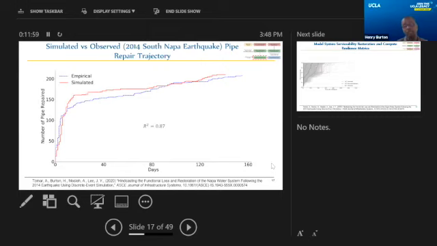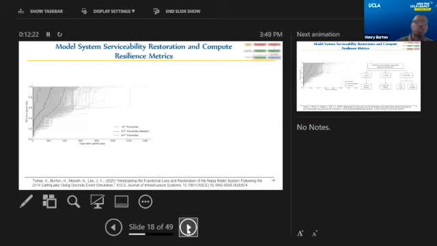Now, keep in mind, this is the repair trajectory. This is not the functional recovery trajectory, but we did this comparison because we had information on how the pipes were repaired over time. As you'll see later, we did not have information on how the hydraulic performance changed over time, so we were not able to validate that side of things. The previous slide was the restoration of physical damage. Here we're looking at the restoration of functionality, and again, we're quantifying functionality using the system serviceability index.